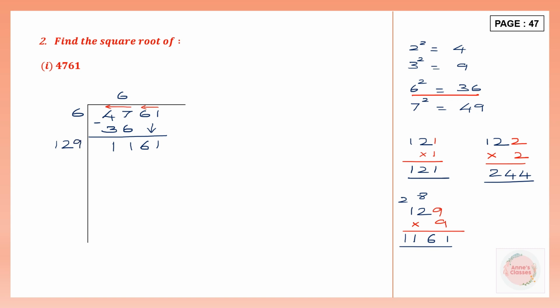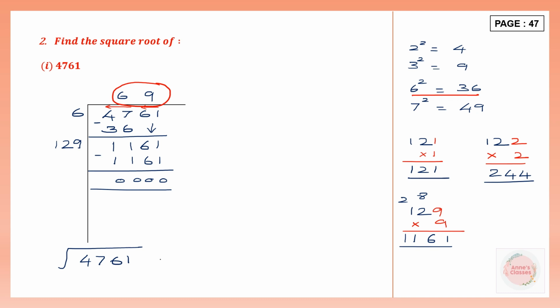So now my number becomes 129. When I multiply it with 9, I get 1161. And now we minus it, we get 0. So here it's all zeros. So I have got my answer, which is the quotient. This is the quotient and this is my answer. That means the square root of 4761 is 69. So this is my answer.